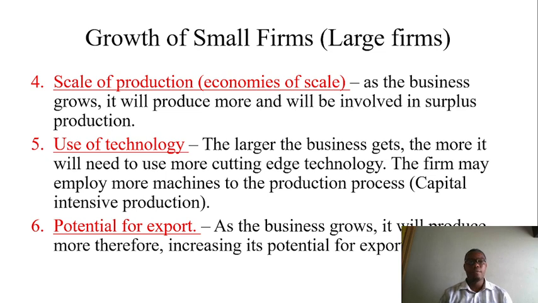The growth of the firm also impacts its use of technology. The larger the business gets, the more it will need to use more cutting edge technology. And so the firm may employ more machines in the process, and we call that capital intensive production, right? So capital intensive production is one where more machines are used in the production process, and then you have labor intensive production, which is where more human labor, right? Humans are used in the production process.